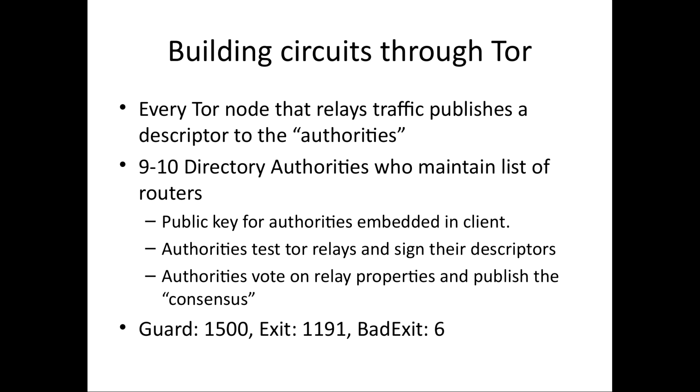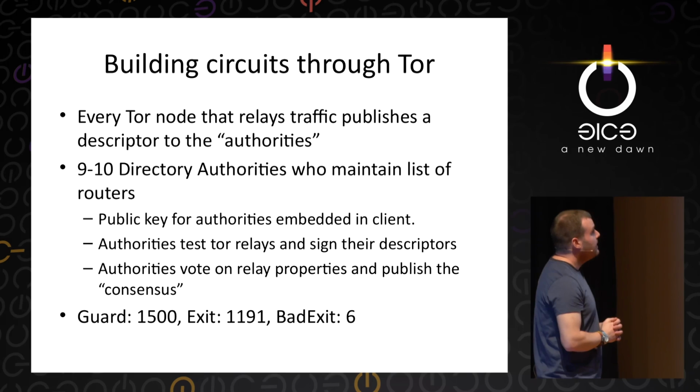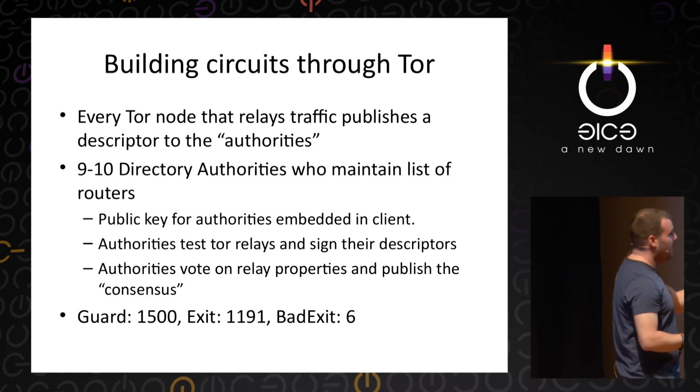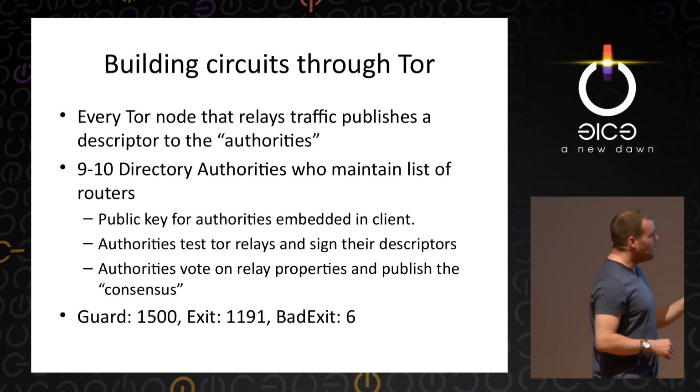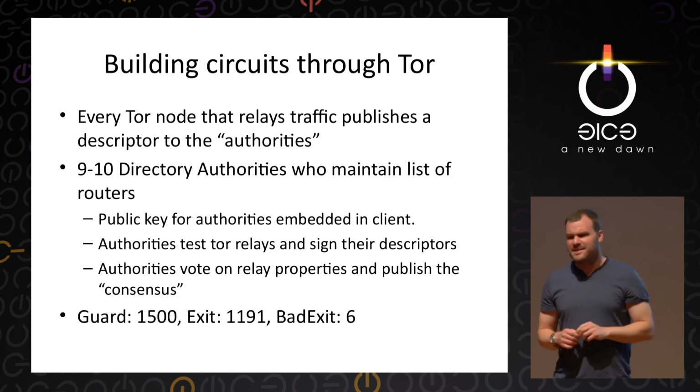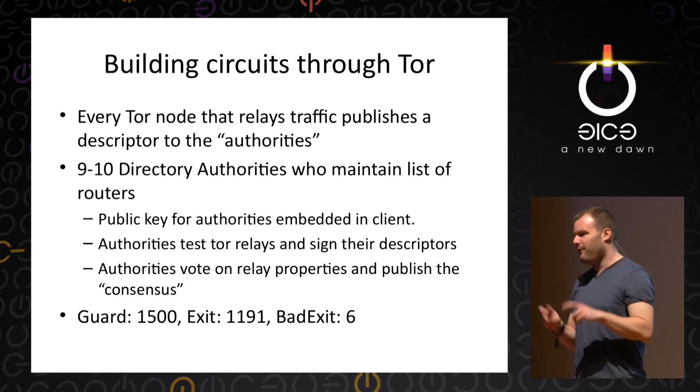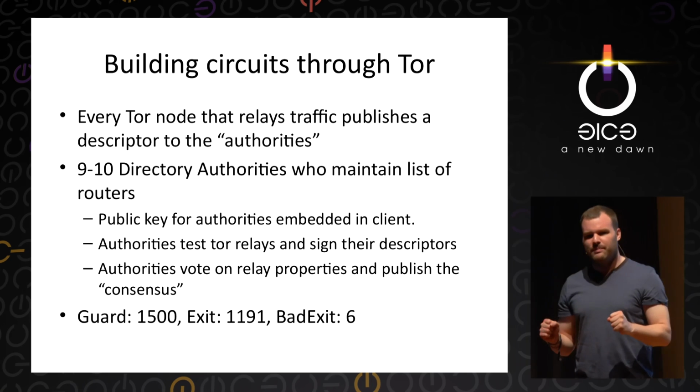So when you build your circuit, you download a list of these descriptors from one of the directory authorities. You look at the flags which have been assigned to each of the relays, and then you pick your route based on that. So you'll pick the guard node from the set of relays which have the guard flag, your exits from the set of relays which have the exit flag, and so on and so forth. Now, as of a quick count this morning, there are about 1,500 guard relays, around 1,000 exit relays, and 6 relays flagged as bad exits. What does a bad exit mean?